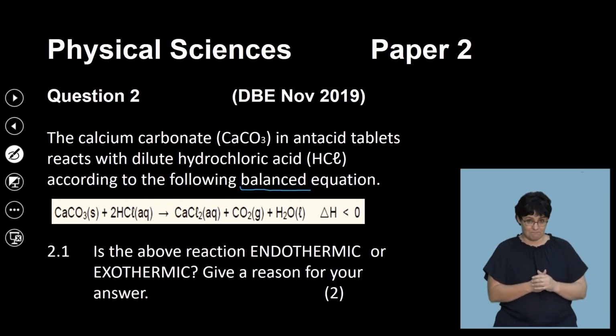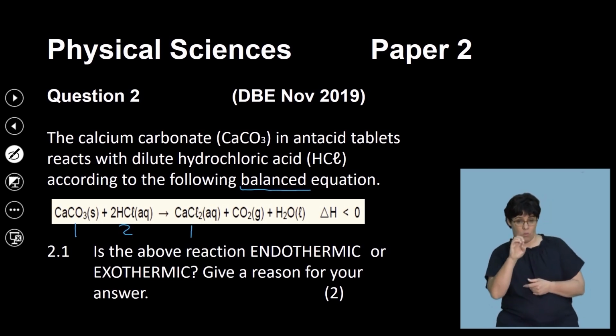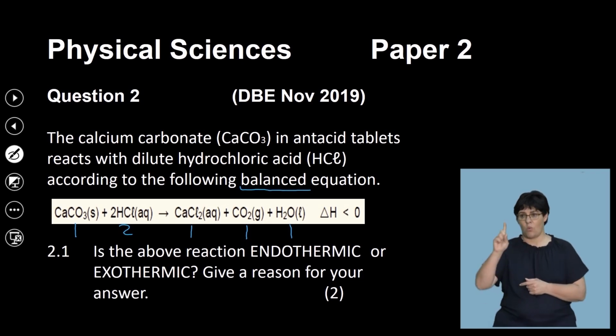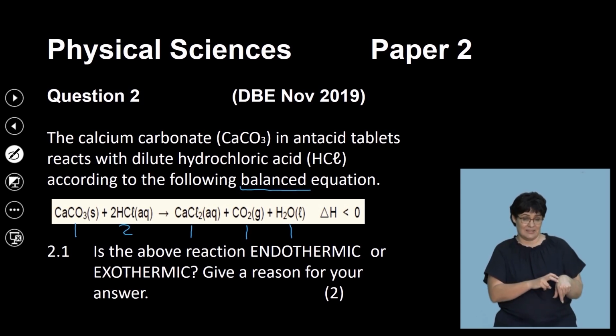Now, if we interpret this, it says 1 mole of calcium carbonate reacts with 2 moles of the acid to give us a mole of calcium chloride, 1 mole of carbon dioxide, and a mole of water. So this is the stoichiometric ratio in which they react. That's what we need in as far as the stoichiometry is concerned.